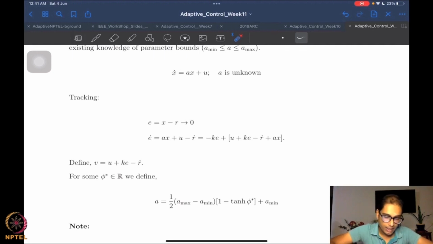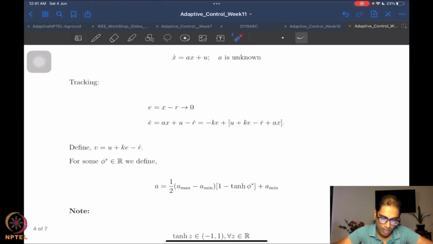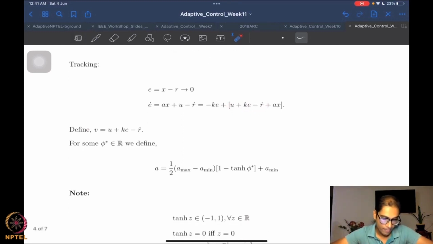All right. So then we compute the dynamics of E dot, which is just ax plus u minus r dot. We do a little bit of reshuffling of terms, and we introduce the negative k term here and add the k term here. And this entire quantity, which is a known quantity, because I will specify the control, is now denoted as V. So this entire thing is denoted as a new term V, or a new control V, if you may.